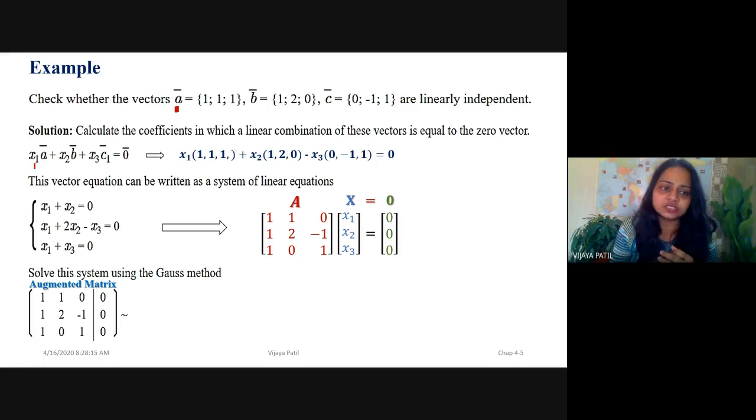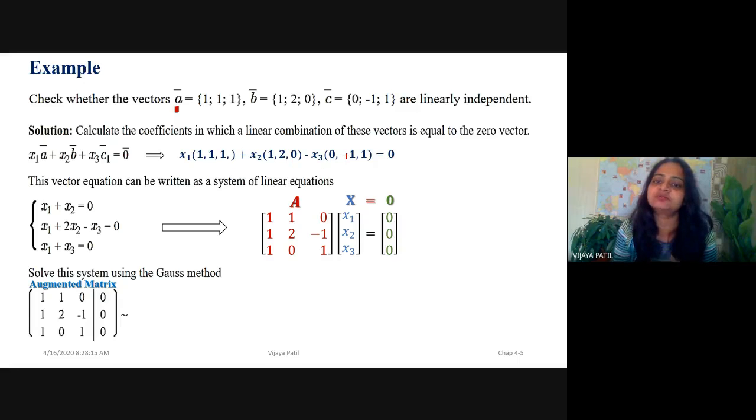Now what will be the combination? This is known as the linear combination. I want to check whether they are linearly dependent or independent, and that completely depends on the values of x1, x2, and x3. So x1 a bar plus x2 b bar plus x3 c bar is equal to 0 bar. After this, I put the values in: I'm just replacing my a bar with 1, 1, 1.